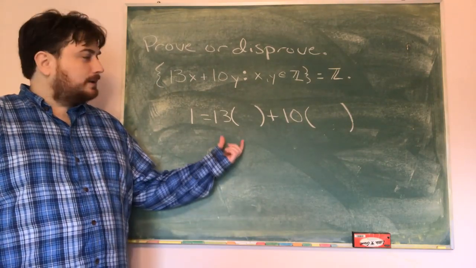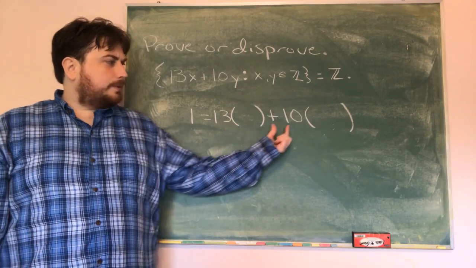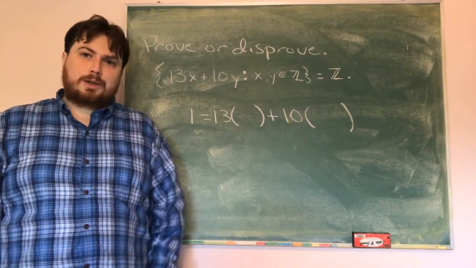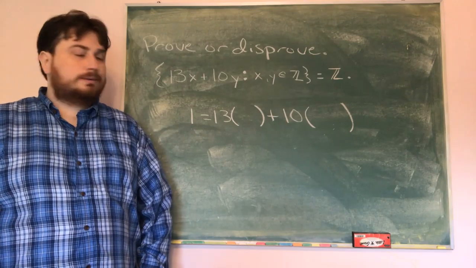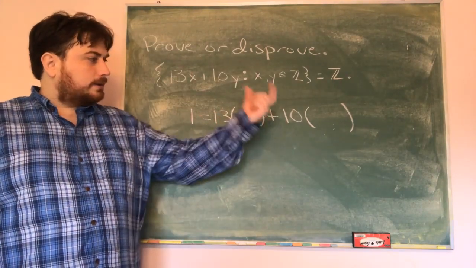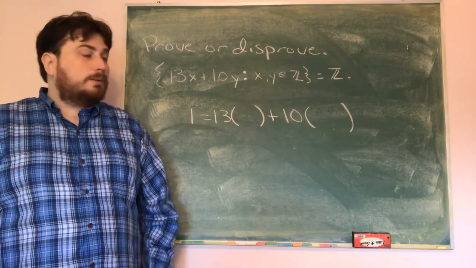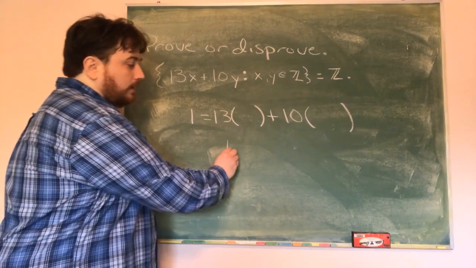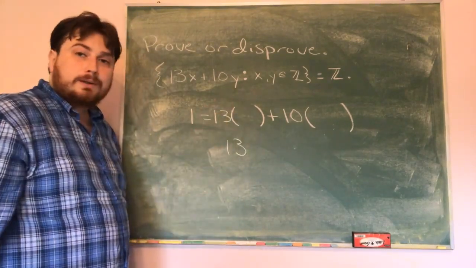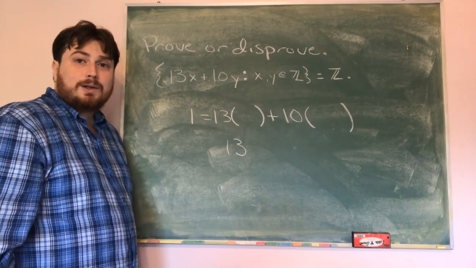So instead, I'm going to find multiples of 13 and see whether I can get one of these multiples to be off by 1 from one of the multiples of 10. If I could do that, it could lead to a way to write 1 as 13 times something plus 10 times something. So 1 times 13 is 13. How far is that off from a multiple of 10? It's 3 off, so it's not the one I was hoping for.